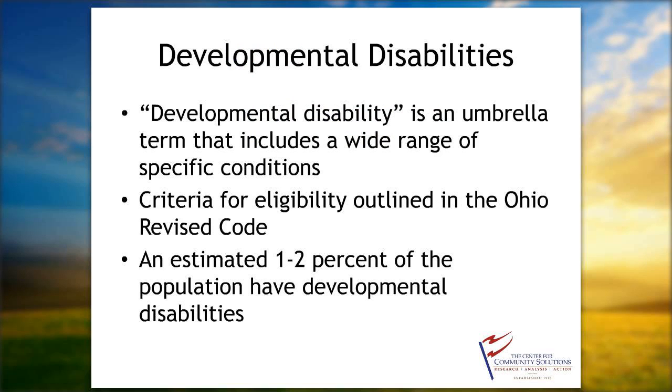Specific criteria is outlined in the Ohio Revised Code, which provides the state definition, which primarily guides eligibility determination for services in our state. These criteria include the disability must manifest before age 21, that the disability is not attributable exclusively to mental illness, that it's likely to continue indefinitely, and it must result in at least 3 limitations in the areas of self-care, language, learning, mobility, self-direction, ability to live independently and or to work, and lastly, the disability must require some form of treatment or services. An estimated 1 to 2% of the population have developmental disabilities, so this represents about 110,000 people in Ohio.